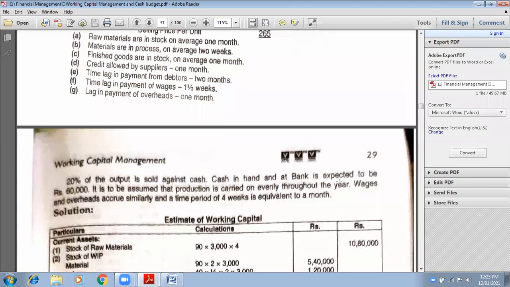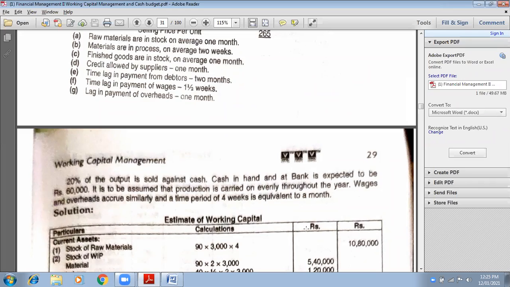Cash in hand and in bank is expected to be rupees 60,000. It is already given. It is my current asset. It is to be assumed that production is carried on evenly throughout the year. Wages and overheads accrue similarly, and the period of 4 weeks is equivalent to a month.